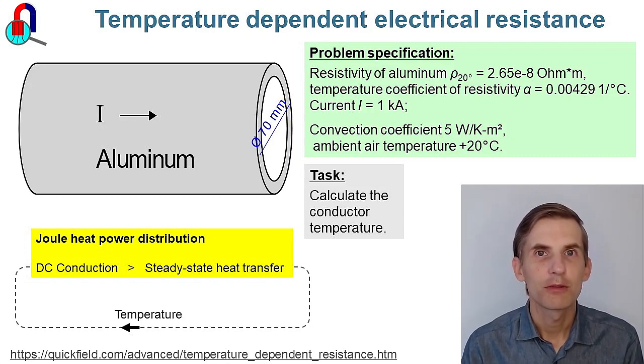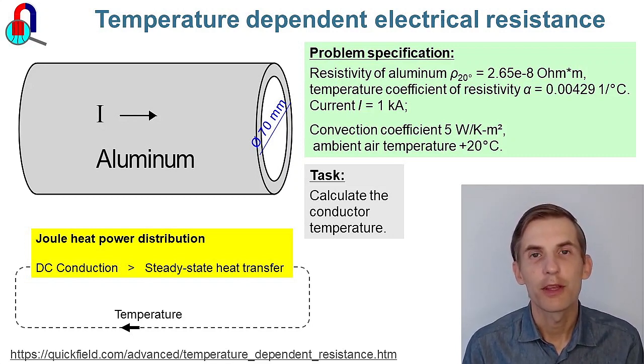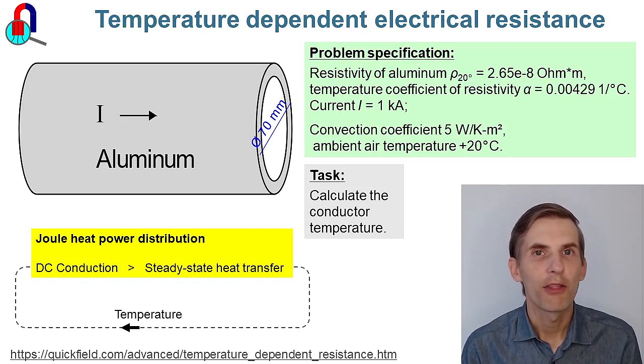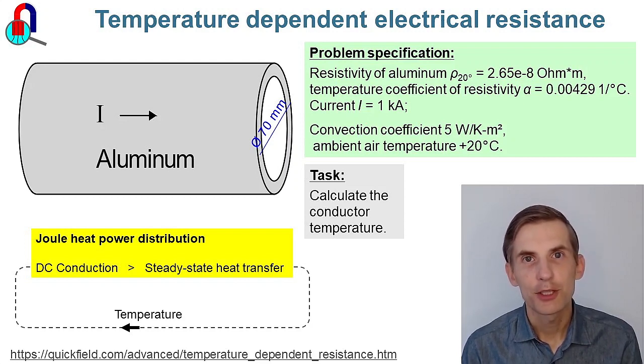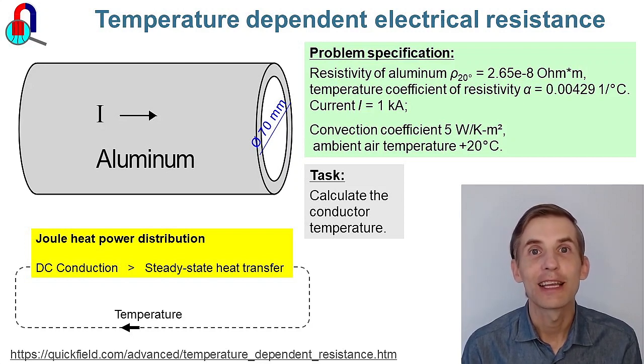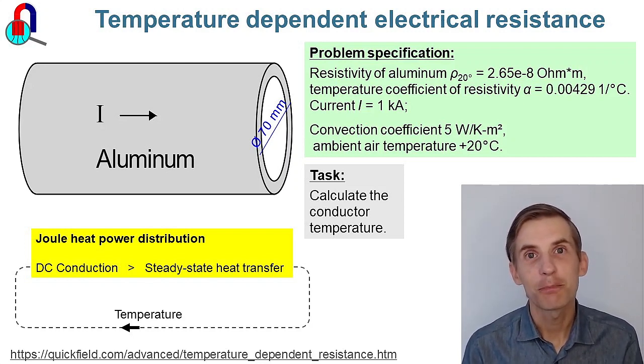First, I'm going to simulate electric problem and to calculate the current density distribution and the Joule heat losses in the pipe. Then I'm going to simulate the thermal problem to calculate the temperature. And then we will find out that the electric conductivity depends on the temperature of the conductor.